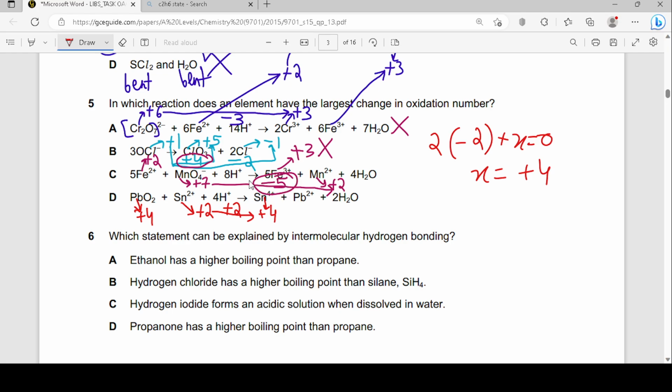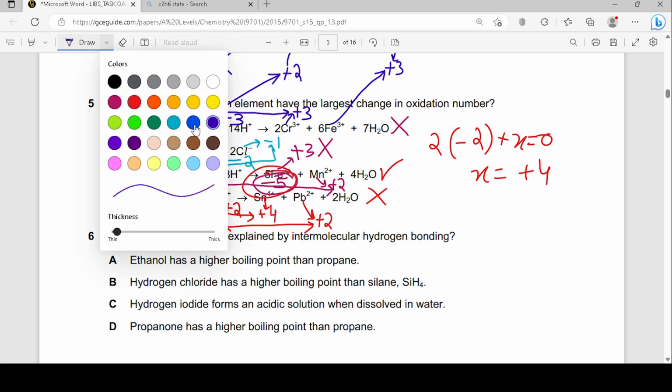Now we have a bigger change in C, which is -5, but let's look at Pb. Pb in the reactants is +2. So +4 to +2 is a decrease of 2, right? So -2, which is a smaller number than 5, right? So we can eliminate option D as well, which means the biggest change in oxidation number has occurred in C, this 5. So C is going to be the answer.